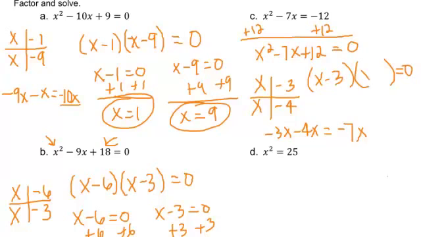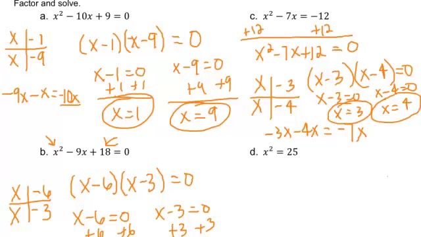So my factors are x minus 3, x minus 4. Set both of those equal to 0. And x equals 3 and x equals 4 are our two solutions. So again, your equation must be equal to 0 before we can solve.